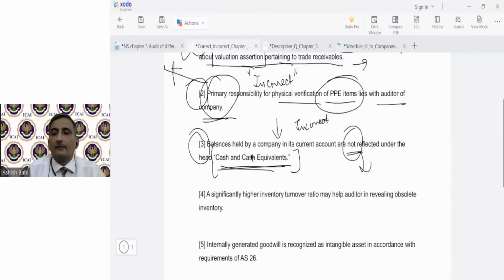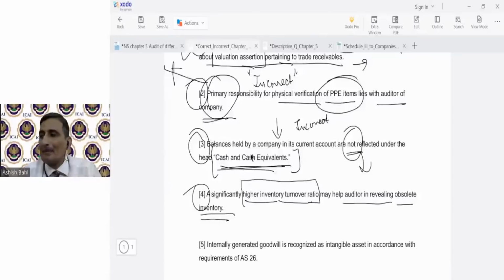Yes, fourth: a significantly higher inventory turnover ratio may help the auditor in revealing obsolete inventory. If the inventory turnover ratio of a company is high, then what does it mean for the auditor?